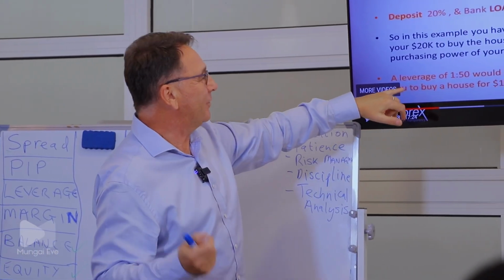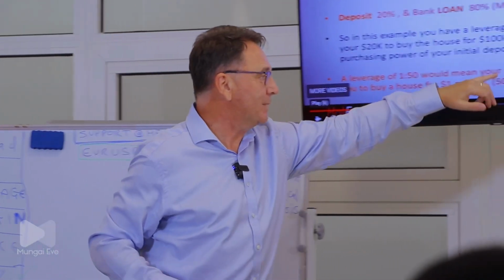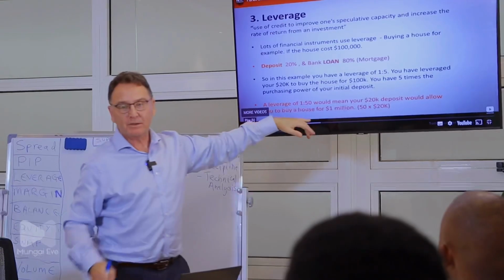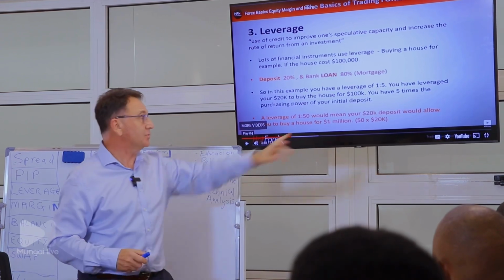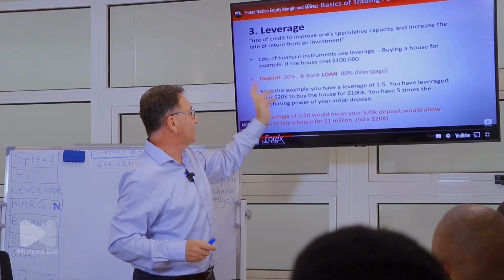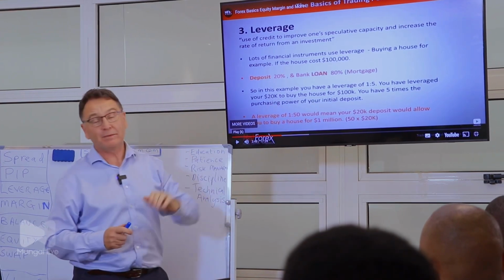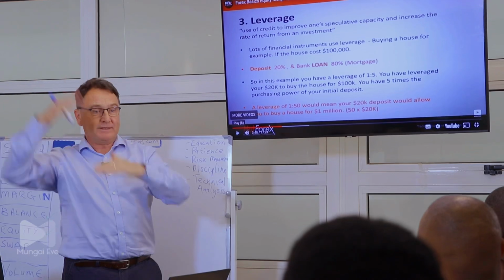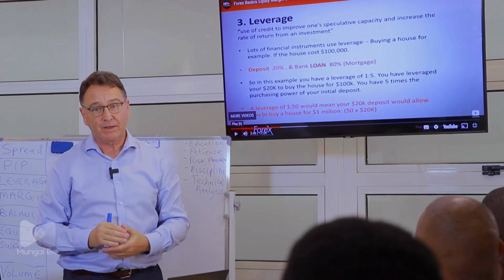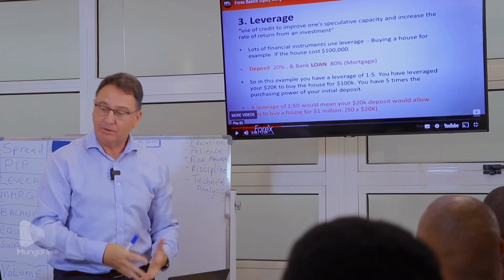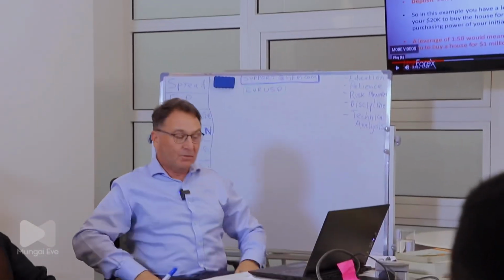So if, for instance, you had 1 to 50 leverage in this example, $20,000 would mean you could take a mortgage out for a $1 million house, okay? So 1 to 5 would give you 20,000 to 100,000. 1 to 50 gives you 20,000 to 1 million. So when leverage starts getting into the double digits and triple digits, be very, very careful with it. It's good when you're winning. It can be quite difficult, disastrous sometimes, when you're losing.